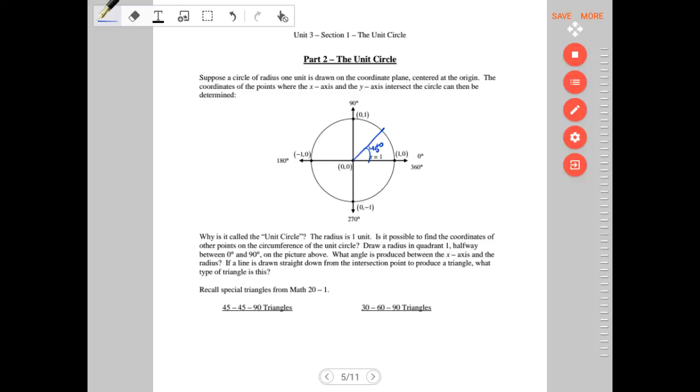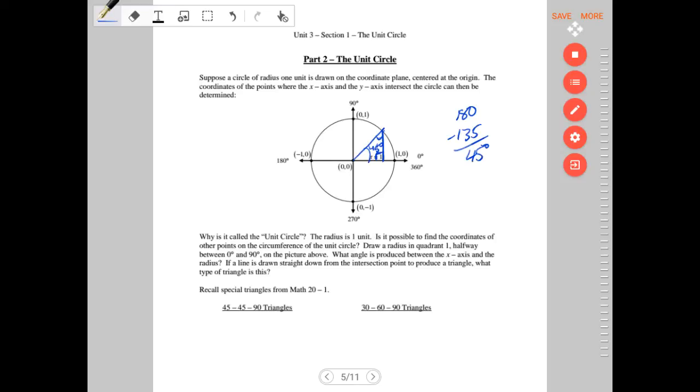If a line is drawn straight down from the intersection point to produce a triangle, what type of triangle is this? So we put a line straight here. That makes that a right angle. And if that's 45 and that's 90, then what does our third angle measure? Well, 45 and 90 is 135. All triangles add up to 180, so 180 subtract 135 makes 45 degrees.